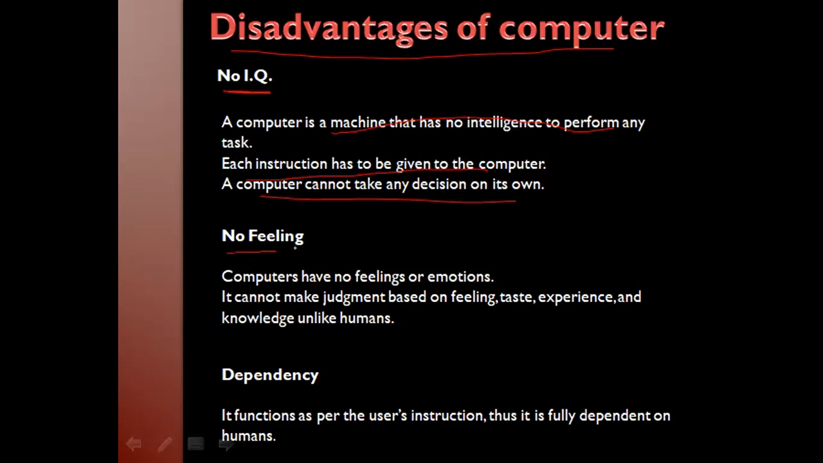The second one is that it has no feeling. A computer has no feeling or emotion. It cannot make judgments based on feeling, taste, experience, and knowledge, unlike humans. The third one is dependency. It functions as per the user's instructions, thus it is fully dependent on humans.